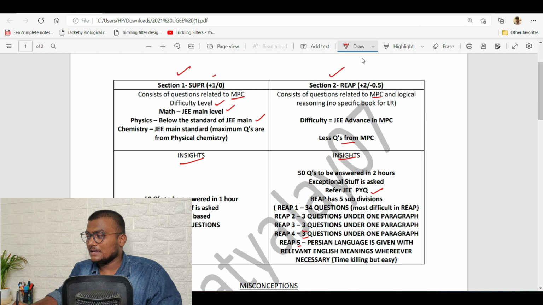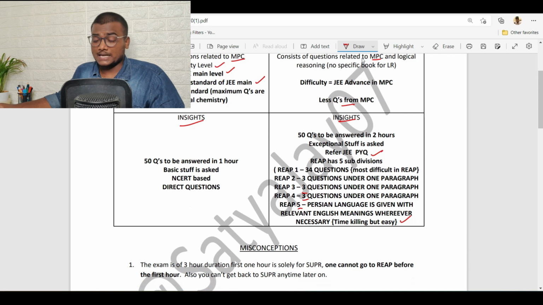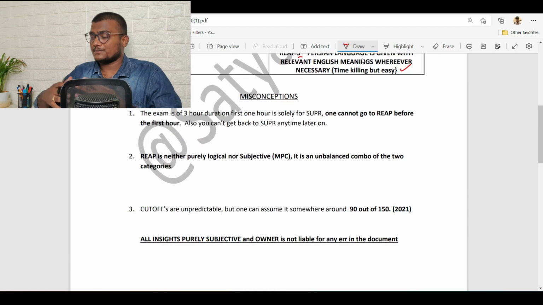Under REAP 5, Persian language is given with relevant English meanings wherever necessary. Time killing but easy. So that's what he said about REAP 5. So these are the insights about REAP. Now comes some misconceptions, and I think this particular student has really mentioned many important points in this.